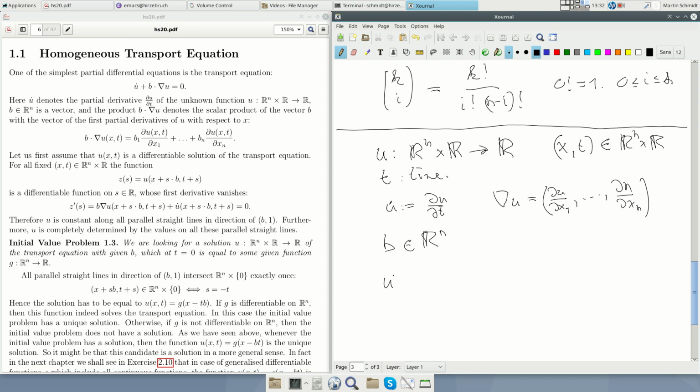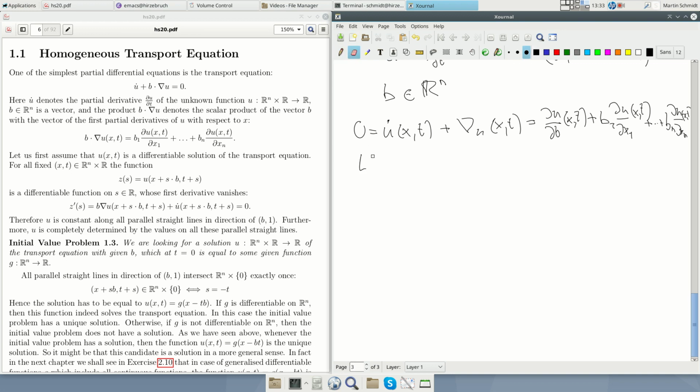Maybe I write it more explicitly. u dot of (x,t) plus b times the gradient of u at (x,t). This is du/dt of (x,t) plus b1 du/dx1 of (x,t) plus ... plus bn du/dxn of (x,t). This is how it looks here. And the equation is that this should be 0. This is our equation, and now we want to solve this equation.